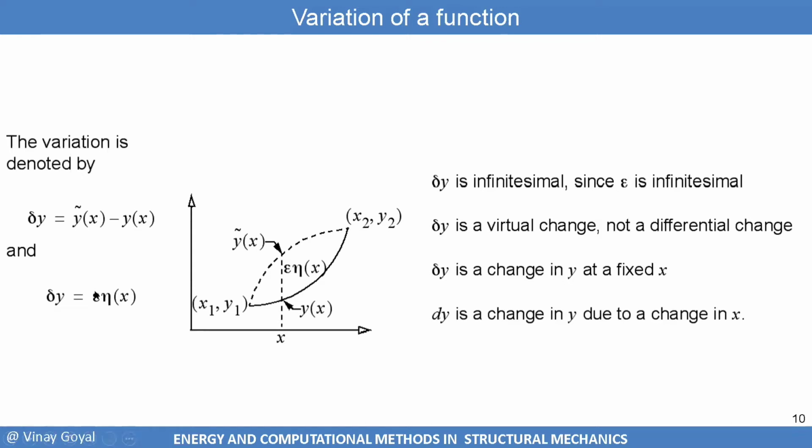And I want you to notice, when I set epsilon equal to 0, what happens to y tilde? What happens when I set epsilon equal to 0? Y tilde is y. So this function that's fake and virtual becomes the real function. Is that true?